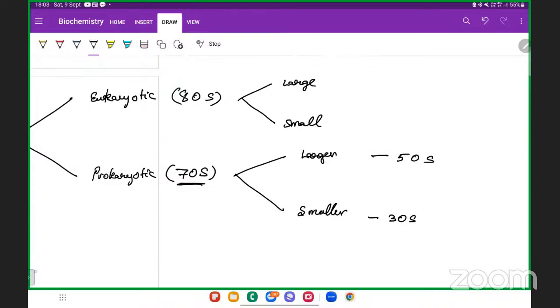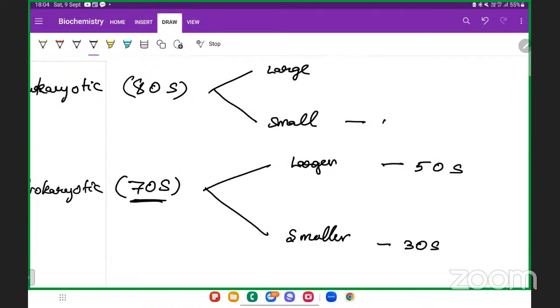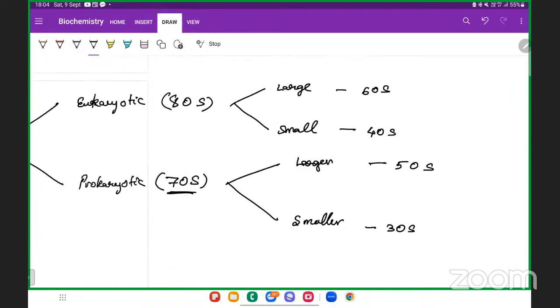Some people may ask, if I add them, I won't get 70S, I would get 80S. So this is not addition, guys. It actually depends upon the size; you cannot add it. Many people ask me, 50S plus 30S has to be 80S, so why do we write 70S? It's not like that. Similarly, the smaller subunit of the eukaryote is 40S and the larger is 60S. You have to memorize this. Again, 40 plus 60 you would say 100, but it's not 100, it's 80S.